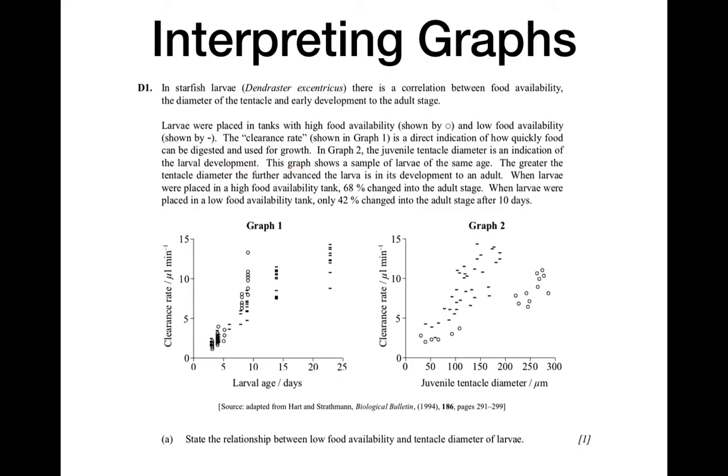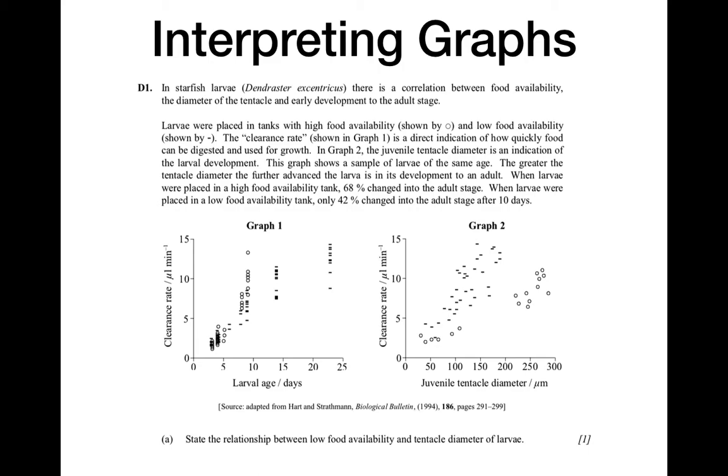And graph 2 is showing the tentacle diameter as a way of measuring larval development. Okay, so the bigger its tentacles are, the more developed the larvae is. Okay, so what's the relationship between low food availability and tentacle diameter? So we're going to look at tentacle diameter over here, and then low food is the little dashes.